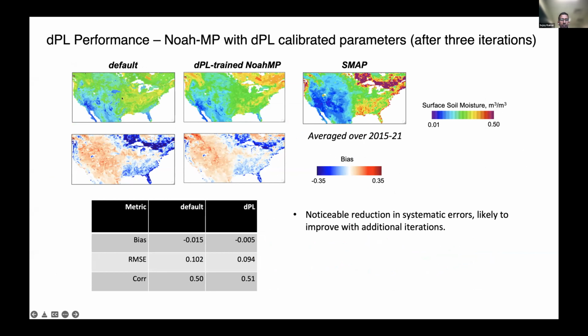So on the left, you can see the default model performance. The middle panel shows the improvement with Noah-MP. The biases are significantly reduced. I want to caution that this is still an early result in that we only completed three iterations of the model. So we need to run this more for a longer time period to see a better performance.